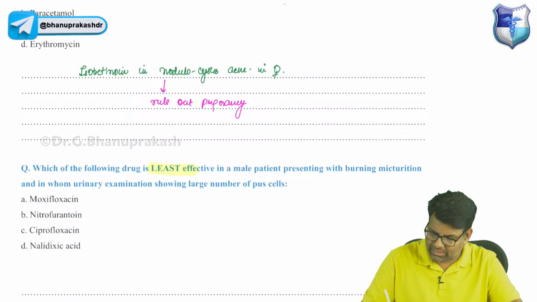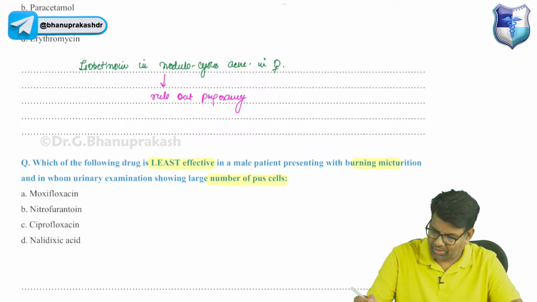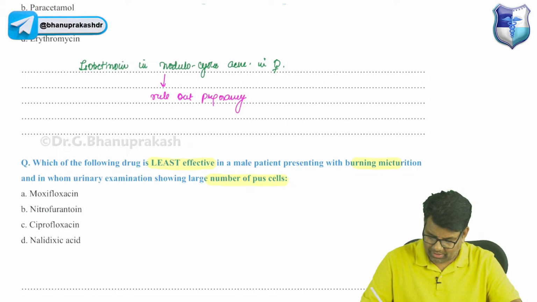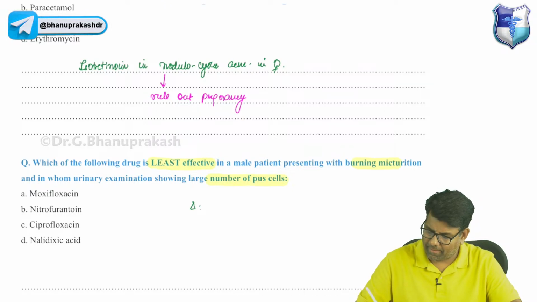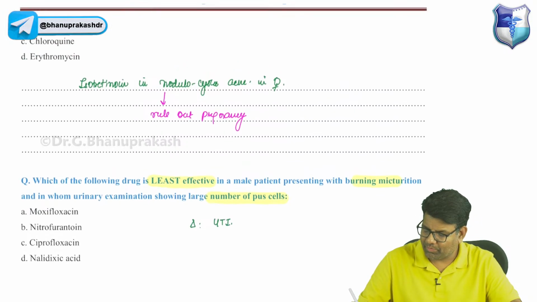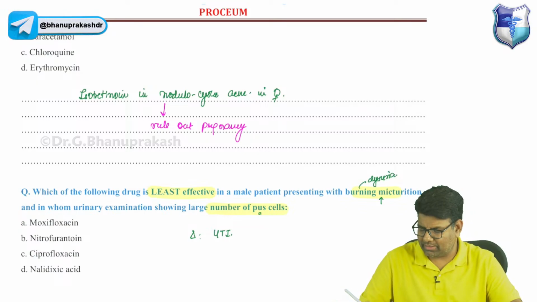Which drug is least effective in a male patient who is having burning micturition and a large number of pus cells on urinary examination? Anyone? What is the clinical condition? The clinical condition is UTI. Right? So this is a urinary tract infection, and there is dysuria, and we can see a large number of pus cells.